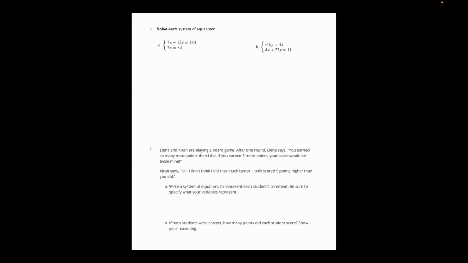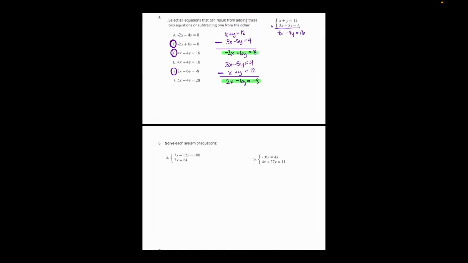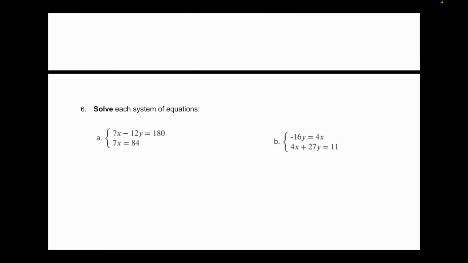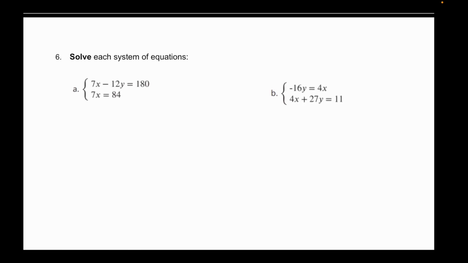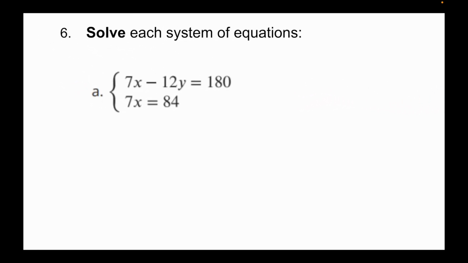It's 6 and 7. Now 6 I know it does have 2 parts, but they give us plenty of room for it. So I'm going to try to get this here off my screen. There we go. I know you guys can't see it, but it bothers me. So, all right, let's start with solving this system first. 7x minus 12y equals 180, and 7x equals 84.